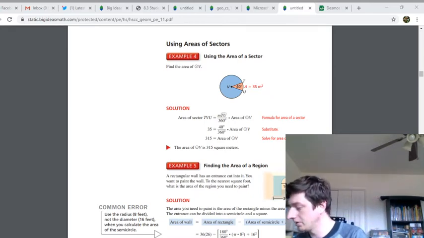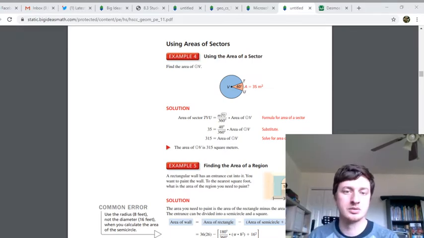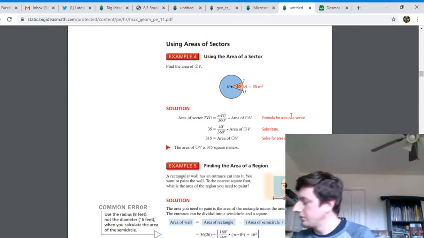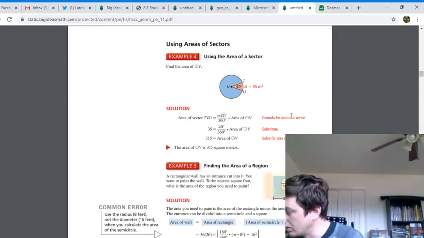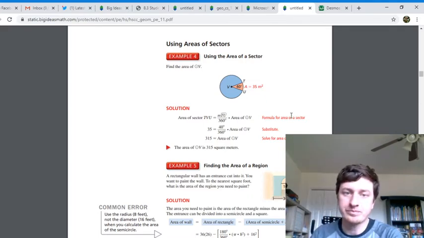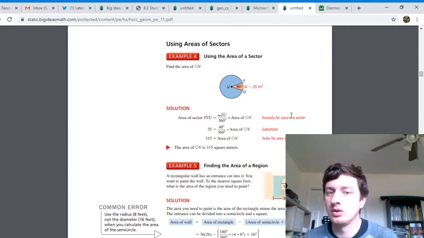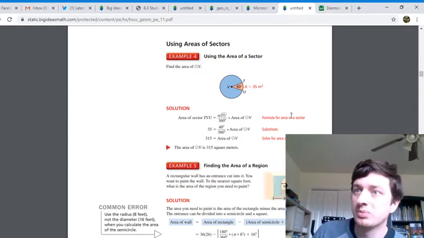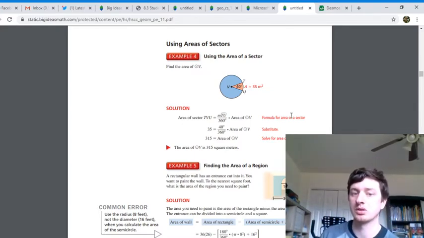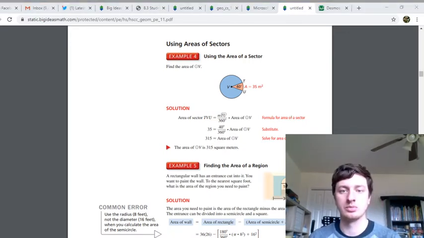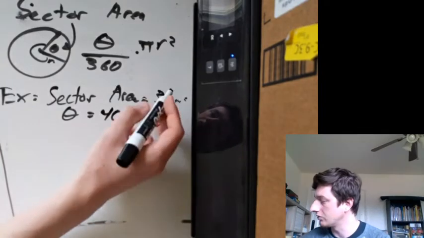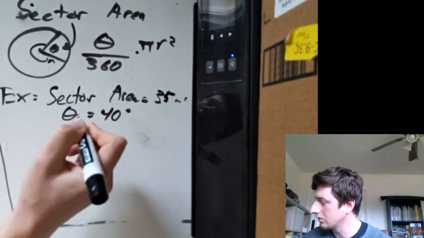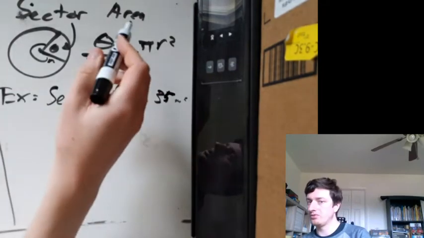Okay, so our sector area is 35 meters squared. This is a big circle. And the angle, theta, is 40 degrees. Then we have all the pieces we need, because we're going to plug them into this formula here. So this sector area is 35 meters squared. My degrees is 40. And we're going to use the same formula.